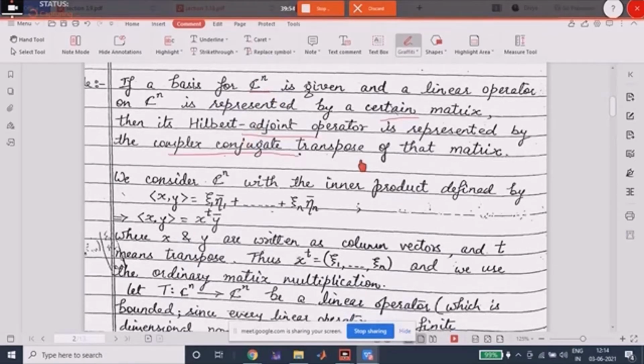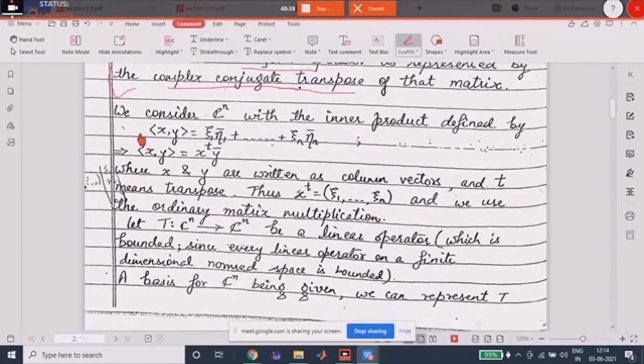So for the next note, what we are saying is that if there is a basis for Cn, right, and there is a linear operator, then the Hilbert adjoint operator is the complex conjugate transpose of that matrix, right? As in the case of matrices, as we used to see, the adjoint operator was the complex conjugate transpose, right? A star matrix. So that is the same in the case of inner products: if we are given a linear operator, then that can be represented by a matrix, and its Hilbert adjoint operator would be the complex conjugate transpose of that matrix, right? For that, let us consider Cn, right, with the inner product.